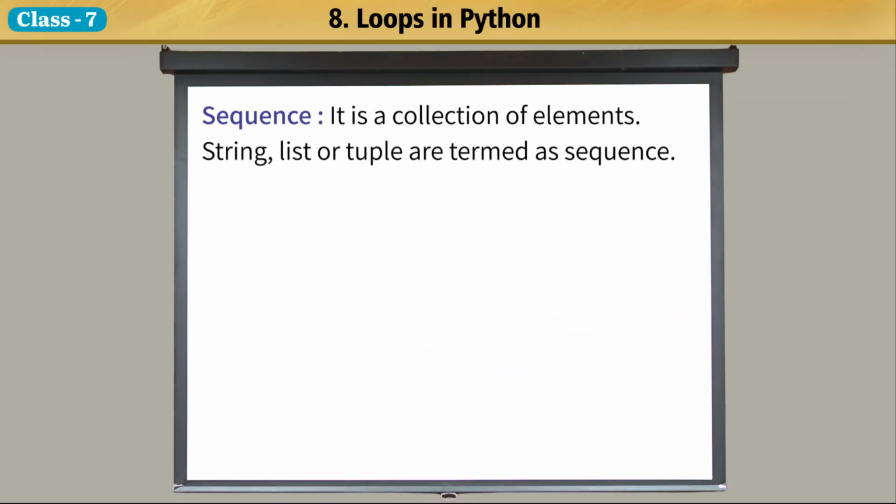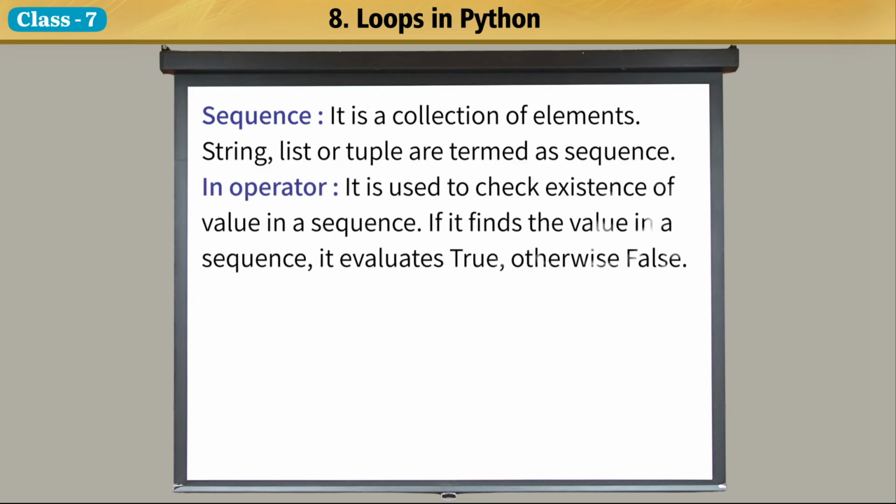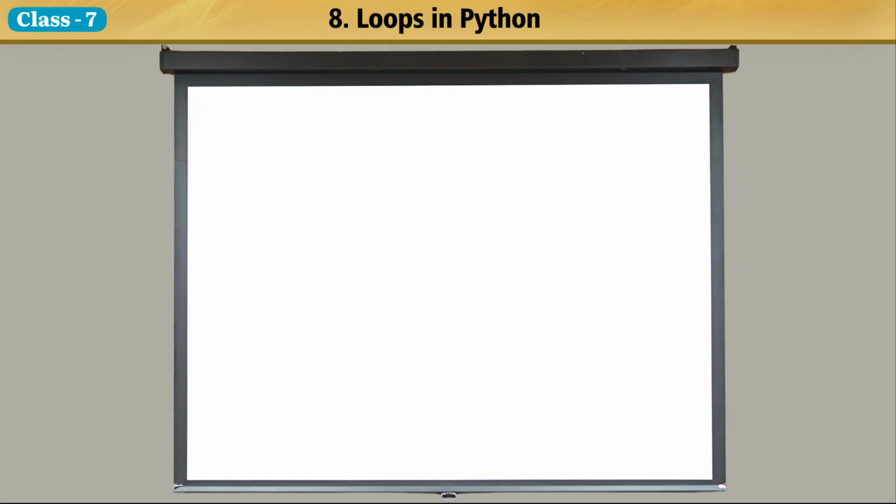Sequence is a collection of elements. String, list or tuple are termed as sequence. The in operator is used to check the existence of a value in a sequence. If it finds the value in a sequence, it evaluates to true, otherwise false.